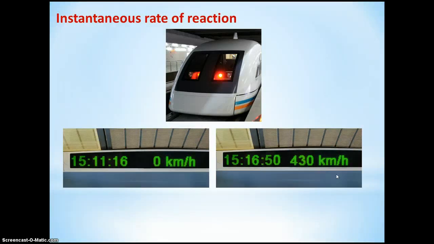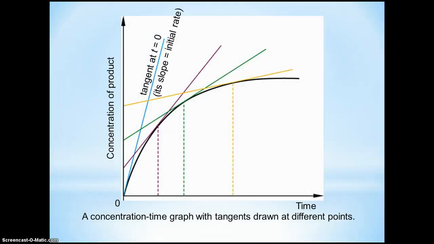So how can we calculate the instantaneous rates and the initial rates of a chemical reaction? Well, we can make use of the concentration time graph to help us. Let's look at this one. This is a typical concentration time graph of a product versus time. At the very beginning, this curve starts with 0 and then it reaches a maximum point. That means the chemical reaction has ended here.